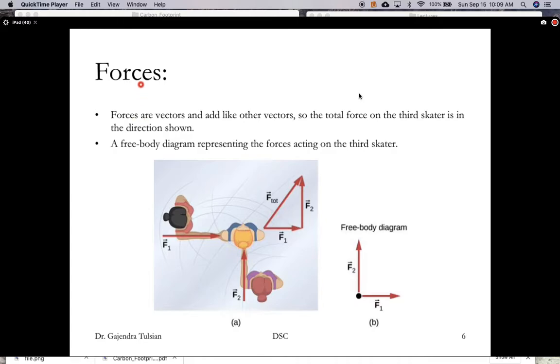Now, as we said, forces change velocities. When unbalanced forces act on objects, they'll change the velocity of an object. And forces are vectors, and they add like other vectors. So the total force on this person is this force plus this force. That's the total force.